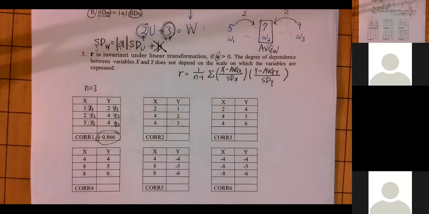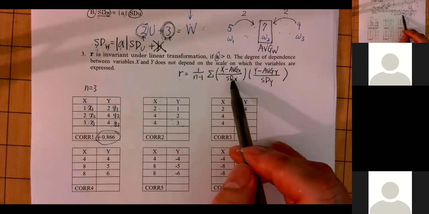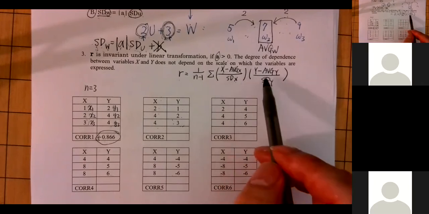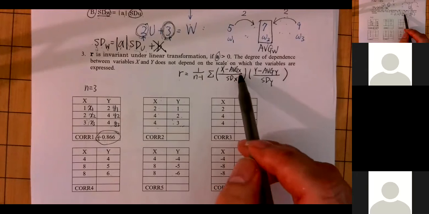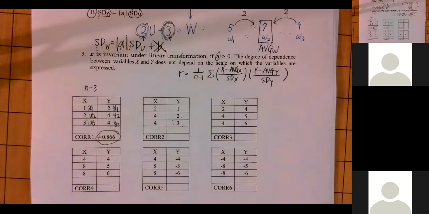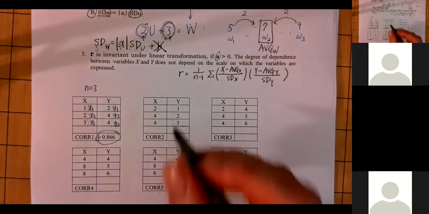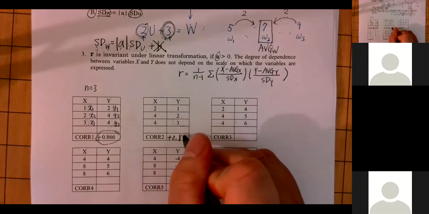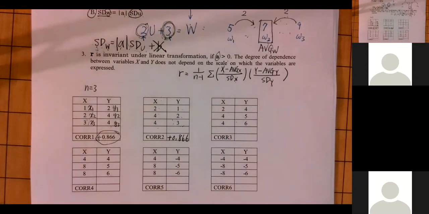What happened? Well, you know multiplication is commutative. If you change the order, it won't affect the outcome. Say 2 times 3 is equal to 3 times 2. Okay? So renaming X and Y will not change the strength and direction of the linear relationship. So this one is still positive 0.866. This is trivial.